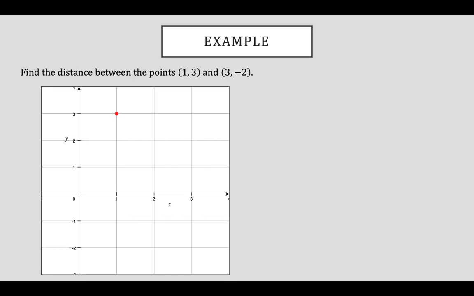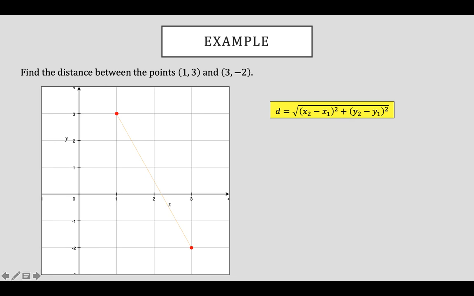1 unit to the right and 3 units up. Next point is 3 units to the right and 2 units down. There we have the line segment that we are looking to find. To find the distance between them, let's use the distance formula. D is equal to the square root of (x2 minus x1) quantity squared plus (y2 minus y1) quantity squared.